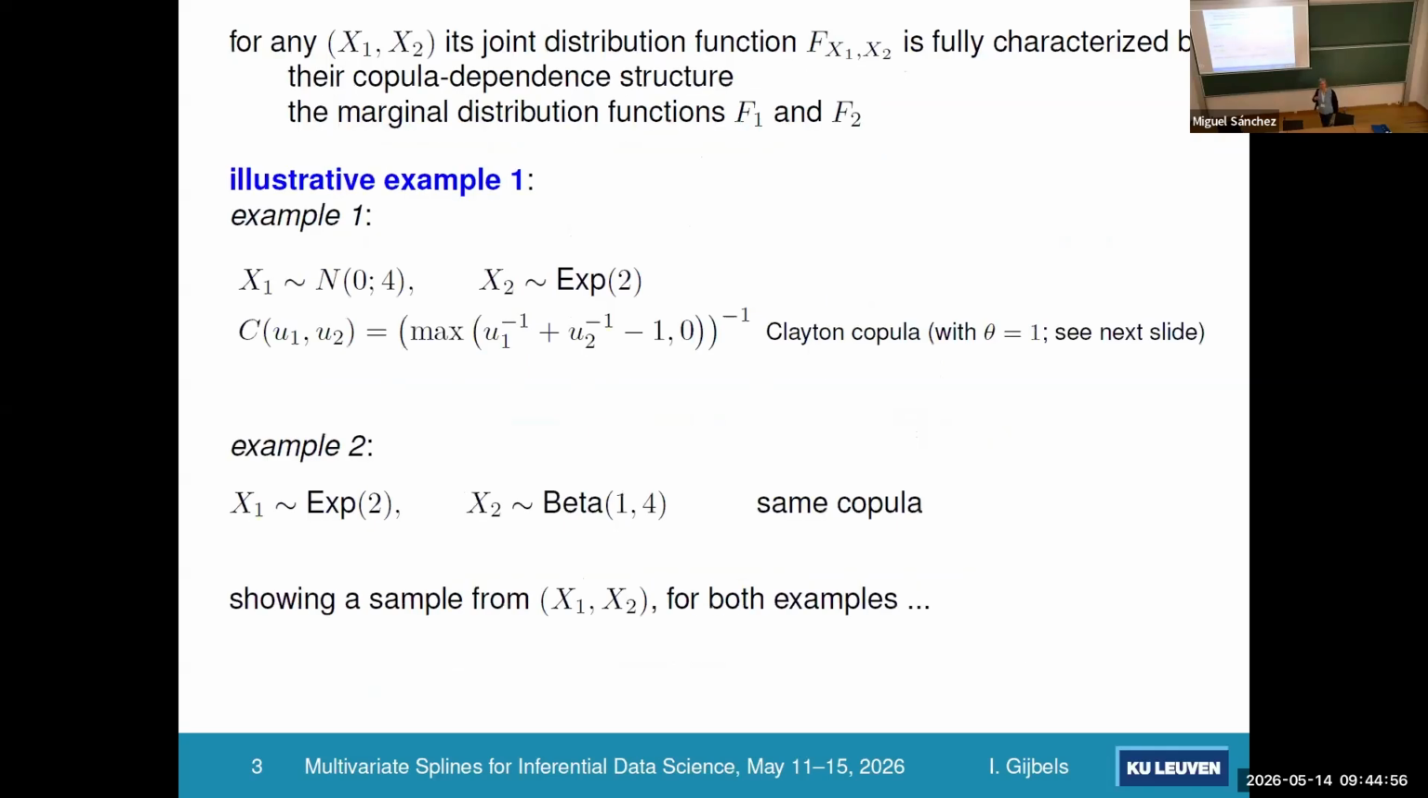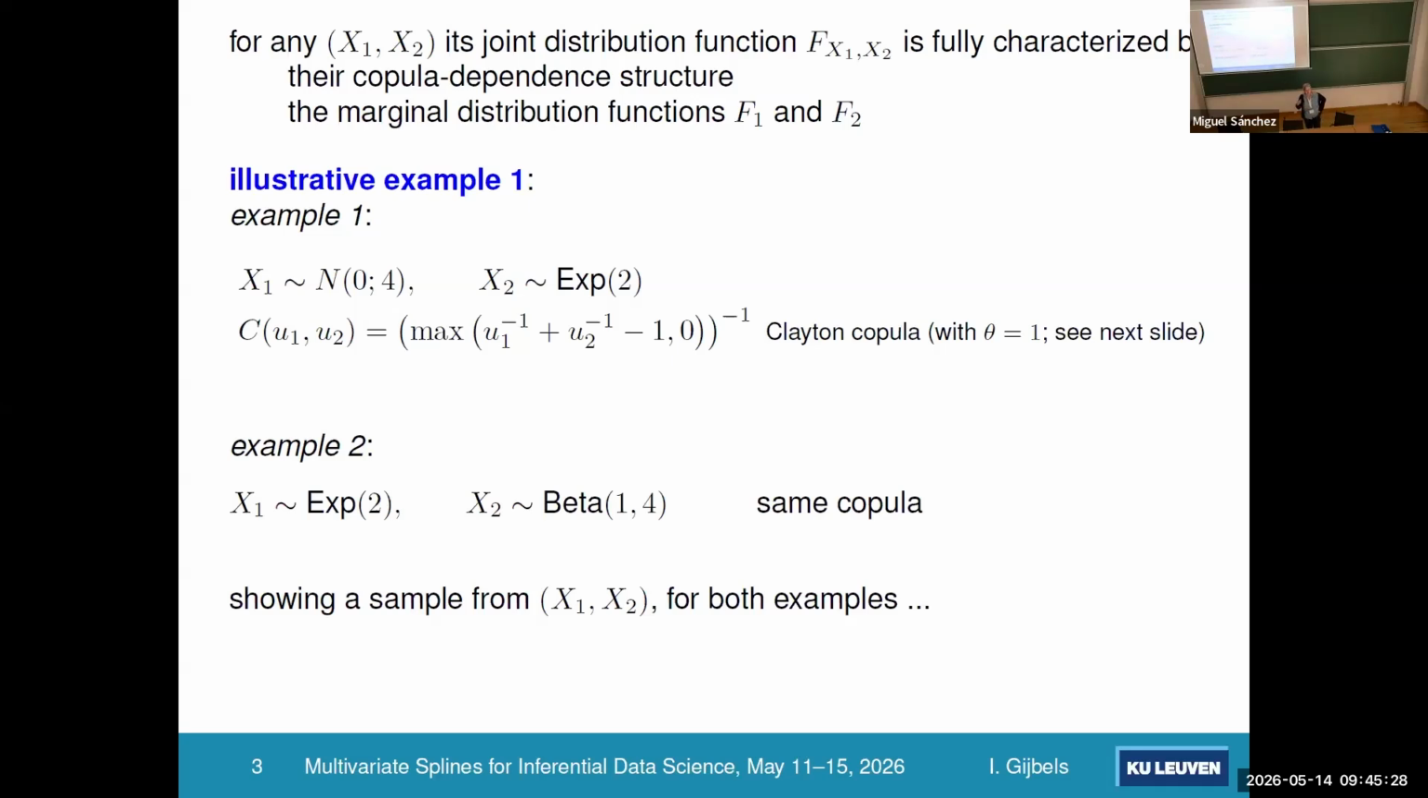Okay, let me give you an example if it's not clear yet. Basically, I go to a bivariate case, and I know that the joint distribution function of this bivariate case is determined completely by the copula and the marginal distributions. I take examples 1 and 2, where I take the same copula structure, a Clayton copula.